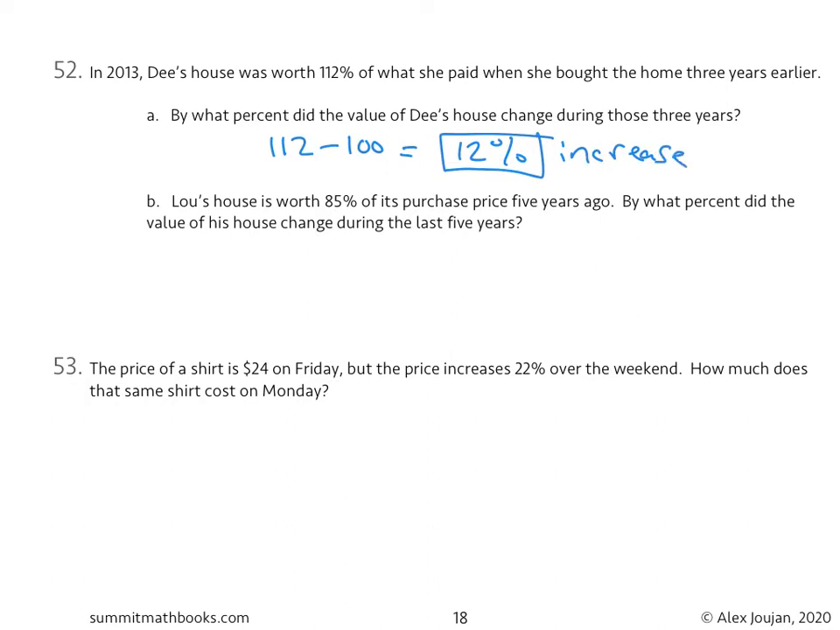Part B. Lou's house is worth 85% of its purchase price 5 years ago. By what percent did the value of his house change during the last 5 years? If it started at 100 and it went down to 85, the difference between that is 15. So that would be a 15% decrease.